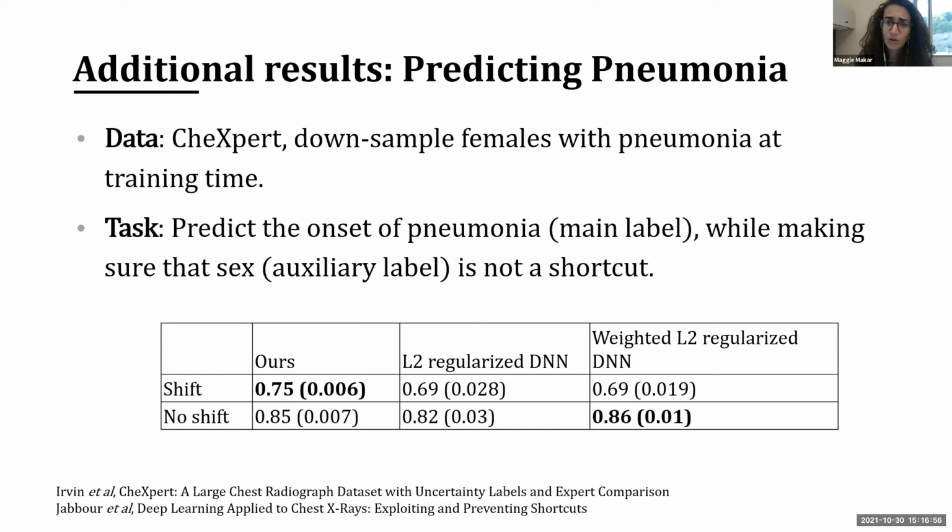Really quick, I'll show you some results on a less contrived data set. Here we use the data set of chest x-rays, and we downsampled females who have pneumonia at training time. And this is similar to a setup that was introduced by Jabor et al. The task here is to predict the onset of pneumonia, which is our main label, while making sure that sex is not a shortcut. And again, we see that our approach has a better AURC when there is a distribution shift, which is the top row. And within distribution, it does almost as well as the best model.